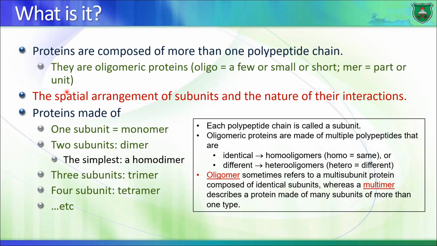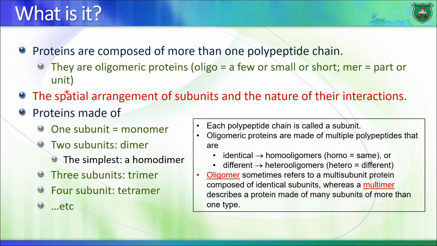Let's say you have a protein composed of three polypeptide subunits: alpha, beta, and gamma. Alpha is connected to beta, and beta is connected to gamma, so it's not like alpha and gamma are connected. You're talking about the spatial arrangement of all of these subunits in space.